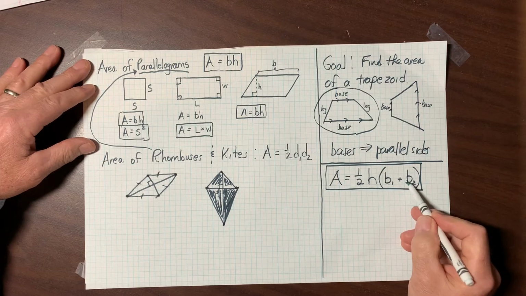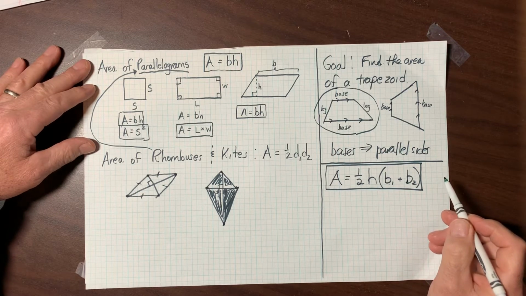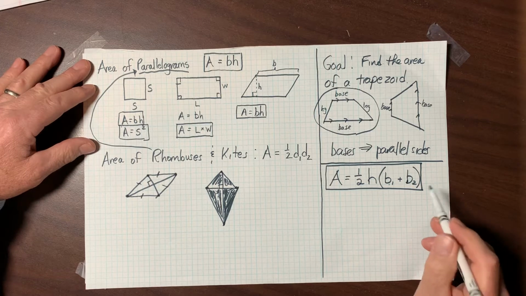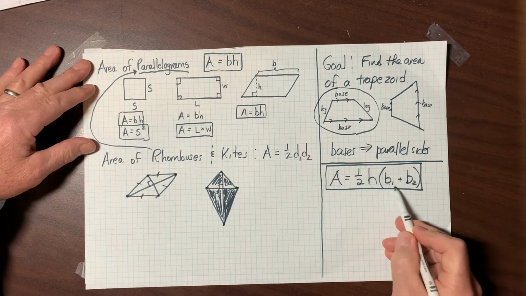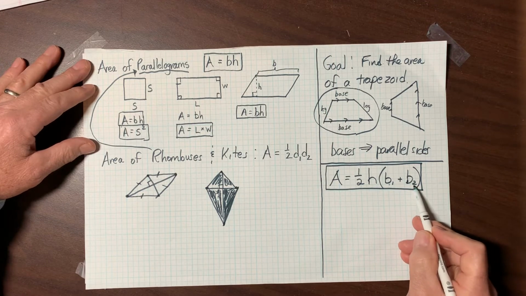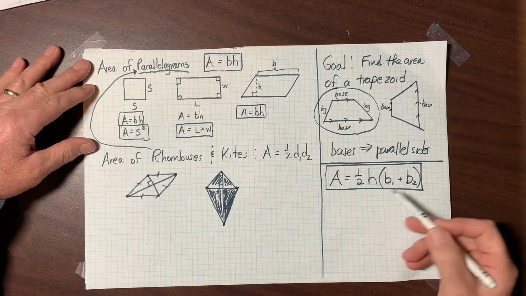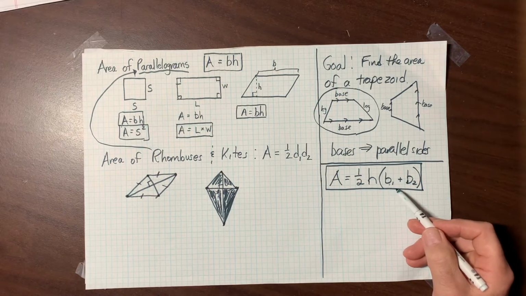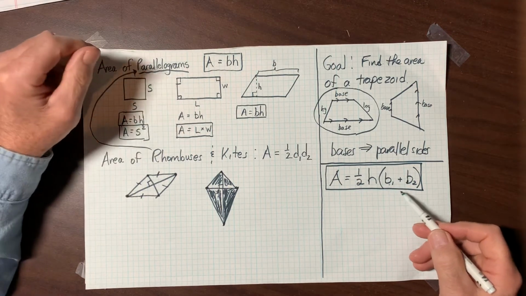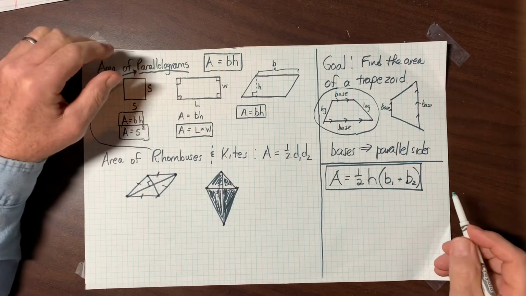So the challenge for a lot of the problems that you're going to be doing is simply to come up with these values, H, B sub 1, and B sub 2, plug into your formula and get your answer. Let's do some examples, all right? And we'll start with a very, very simple example.